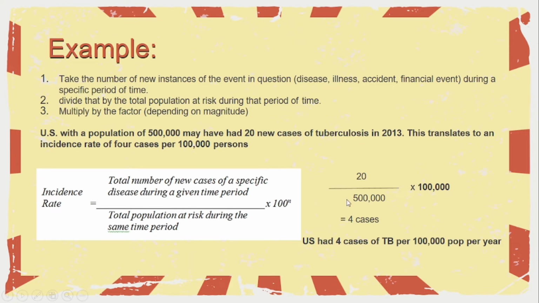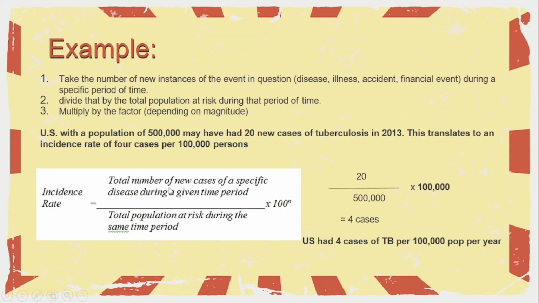This is an example. The US with a population of 500,000 may have had 20 new cases of tuberculosis in 2013. This translates to an incidence rate of 4 cases per 100,000 persons. Paano po nakuha yung 4 cases per 100,000 persons? Kasi in-apply natin yung incidence rate na formula natin.